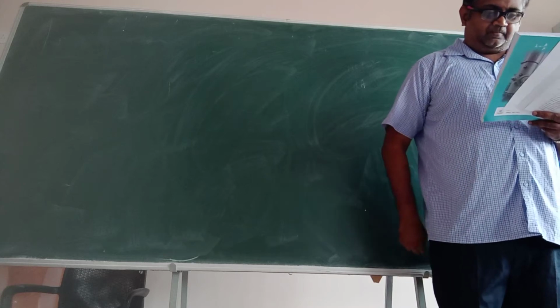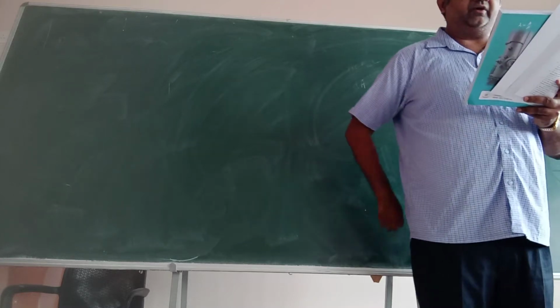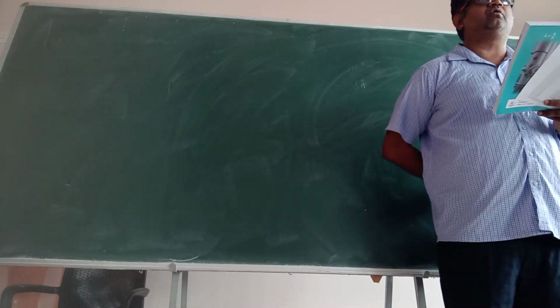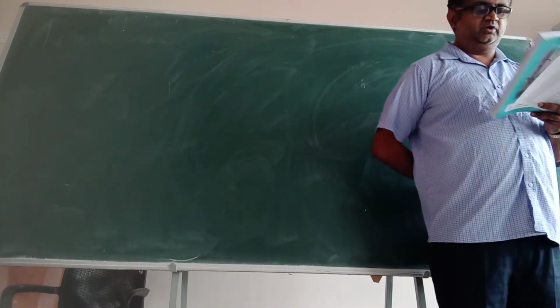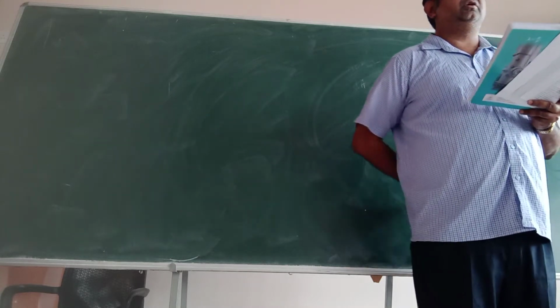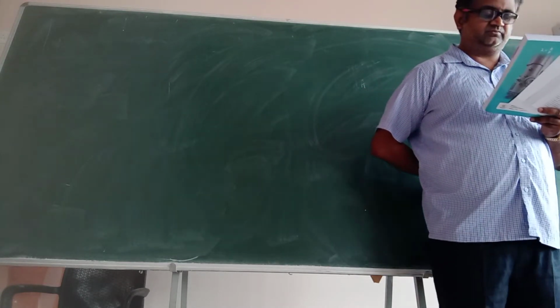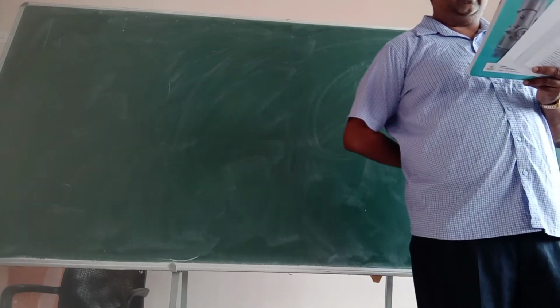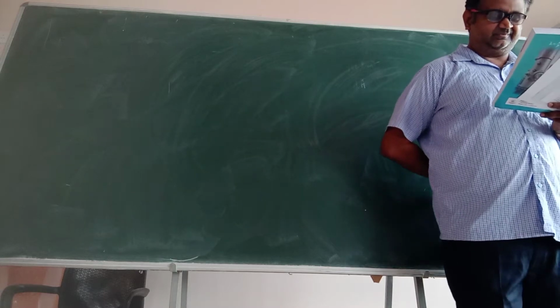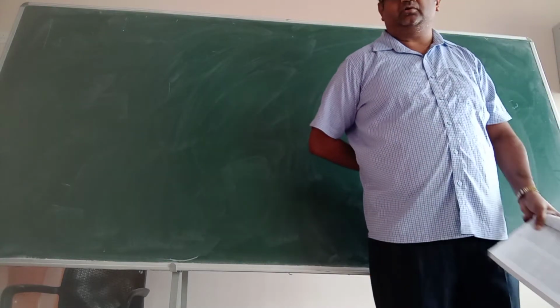Question number 20, page number 55. 27 droplets of water, each of radius 0.1 mm, coalesce. Coalesce मतलब मिल गए, merge. Coalesce into a single drop. Find the change in surface energy. Surface tension of water is 0.072 Newton per meter.